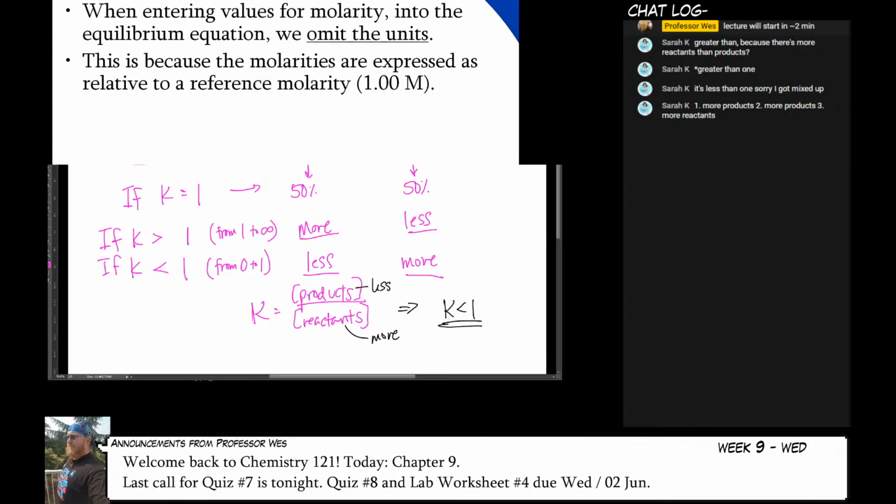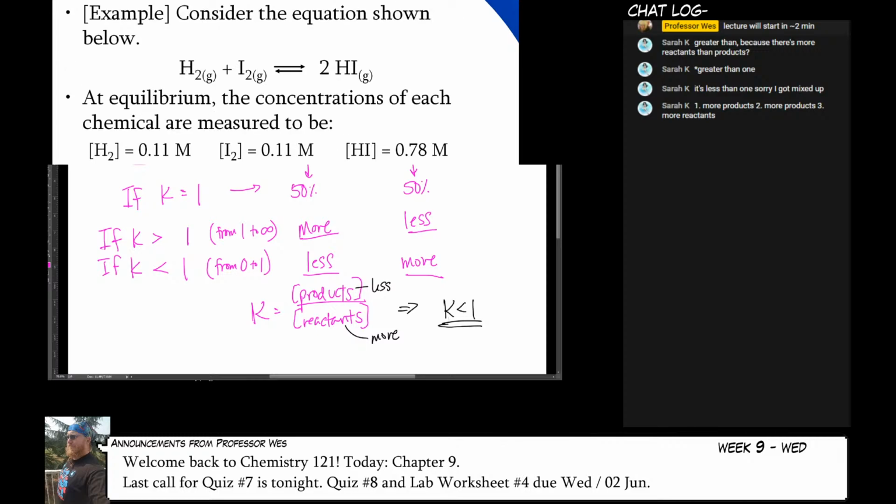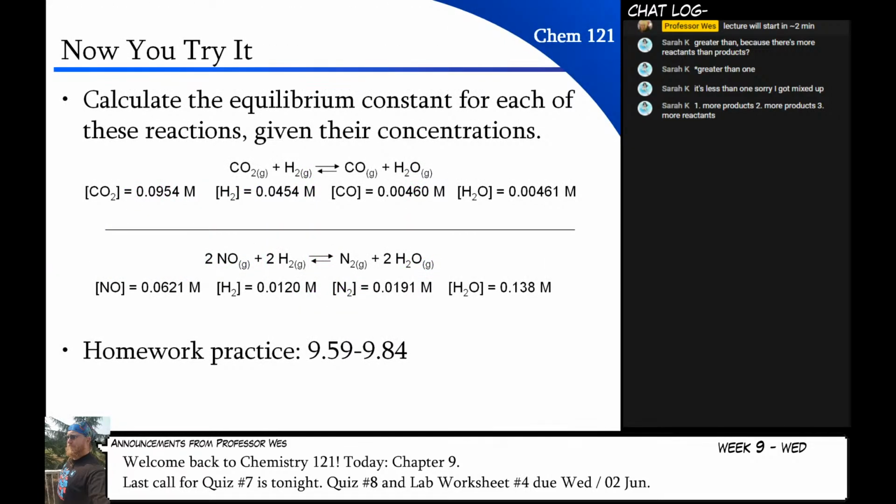I'm going to skip over the calculation of equilibrium constants. You can read this if you'd like to. It's not difficult to calculate them, but I'm not going to test you on calculation of equilibrium constants. There's the homework practice for this section. Your job is just going to be to tell me if the equilibrium constant is big, small, or approximately 1, and what equilibrium means.